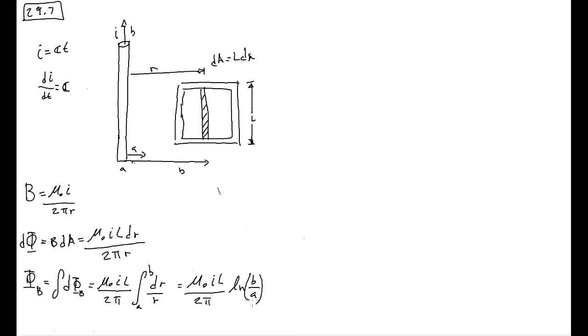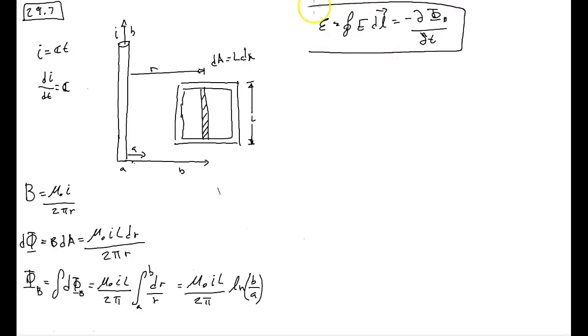Okay, now what is the induced EMF in the loop? The induced EMF is equal to the negative of the time rate of change of the magnetic flux. Here's the magnetic flux. Everything here is a constant except for I, so just replace that with dI/dt, and you're done, basically. So the induced electromotive force will be μ_0 L natural log of b over a, all divided by 2π, times dI/dt. And that's the magnitude of it. Okay?